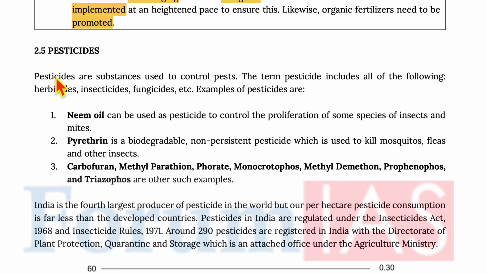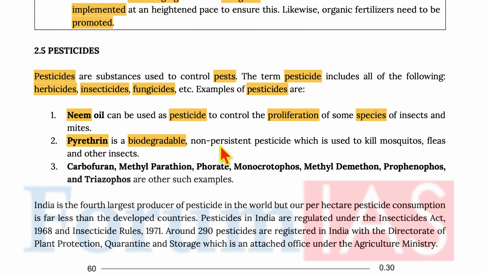Now, moving on to pesticides. Pesticides are substances used to control pests. The term pesticide includes all of the following: herbicide, insecticide, fungicide, etc. An example of pesticides is neem oil, which can be used as a pesticide to control the proliferation of some species of insects and mites.